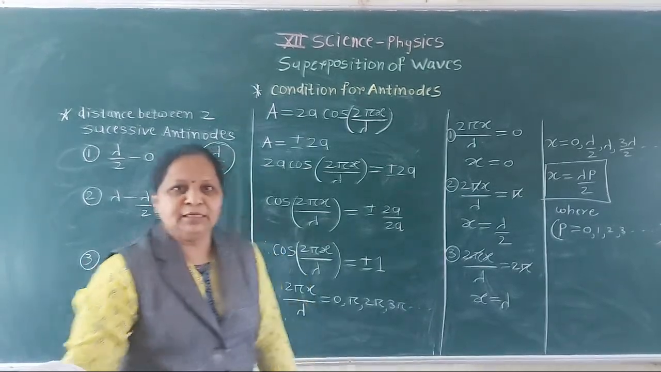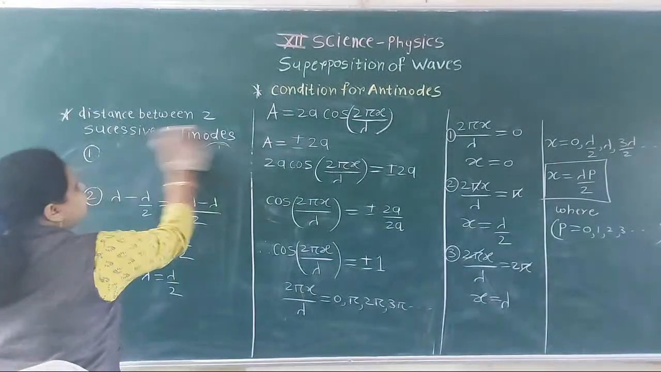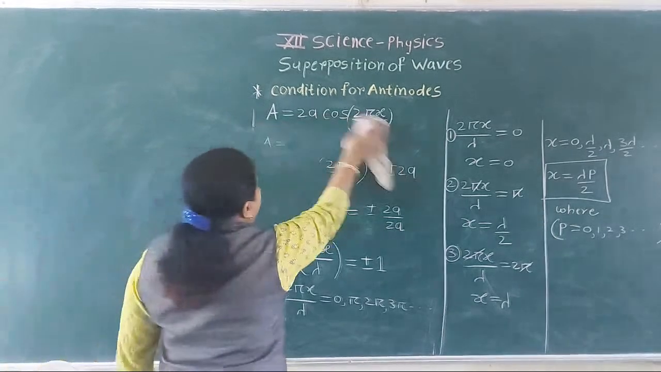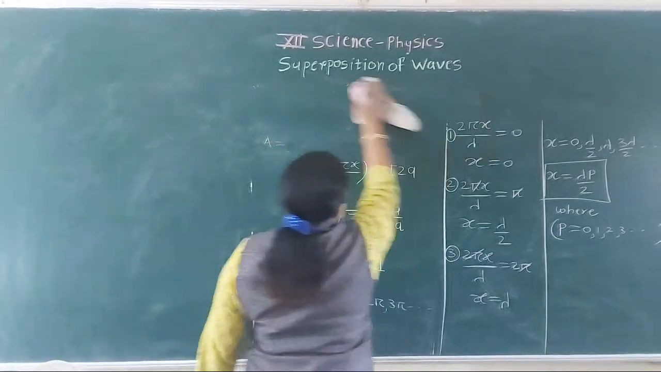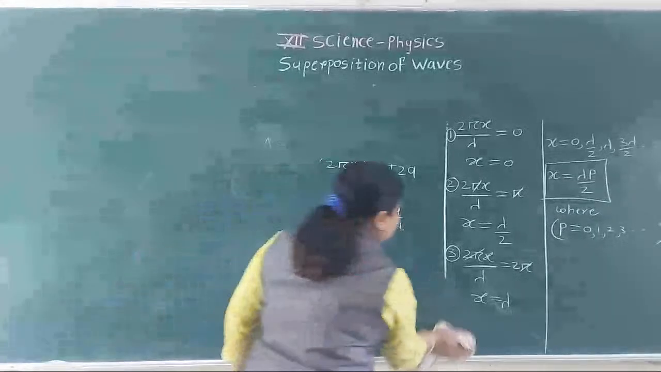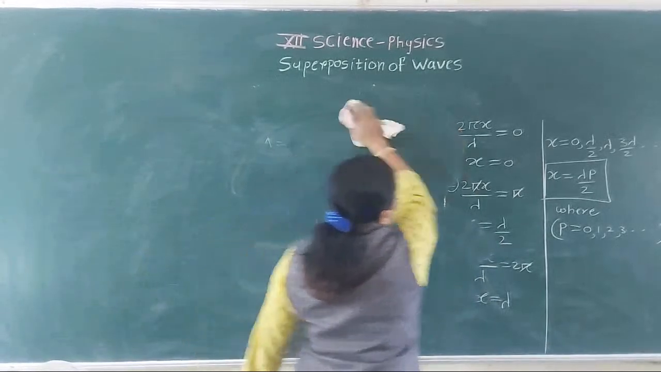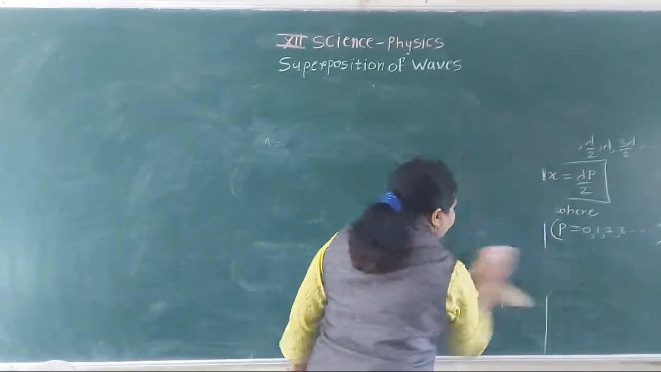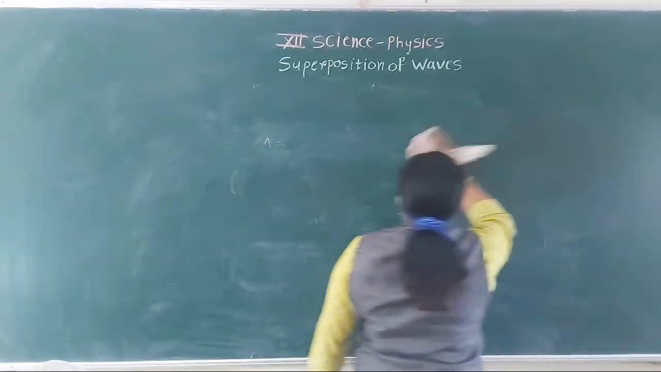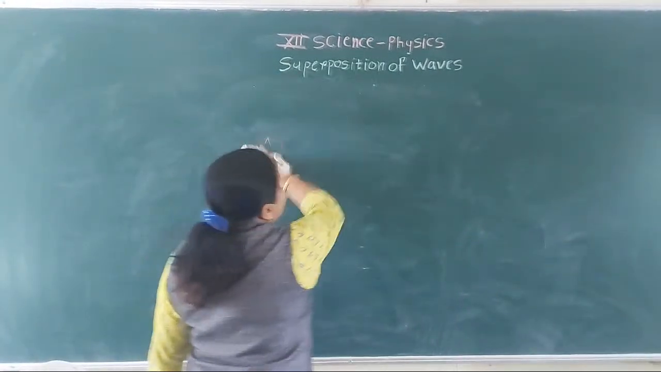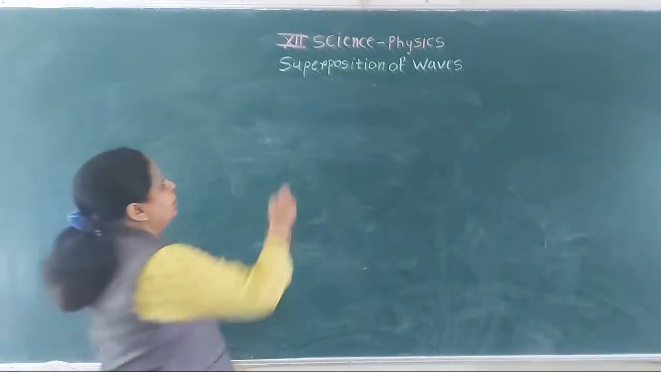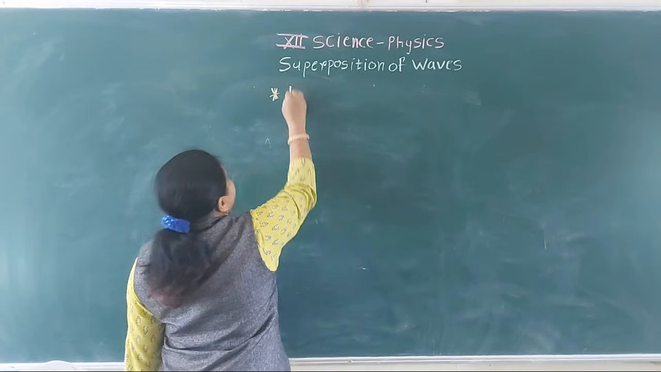Now, the next point is properties of stationary waves. So, what are the properties of stationary waves? You know the stationary wave. You also know the equation of stationary wave, the condition for nodes and antinodes, and the distance between two successive nodes or antinodes is equal to lambda by 2. So it is the conclusion.